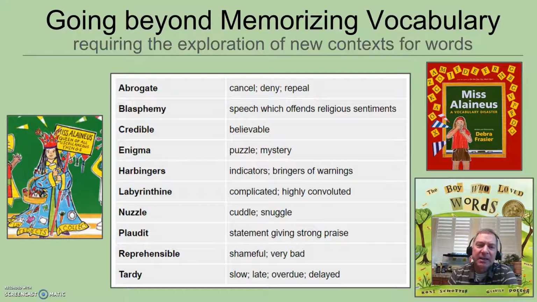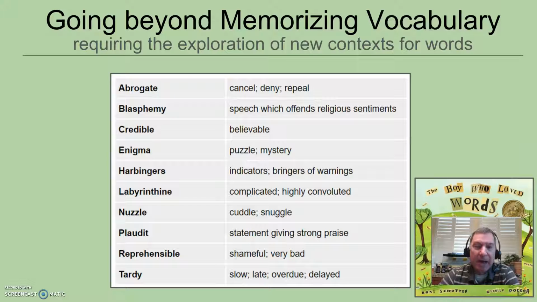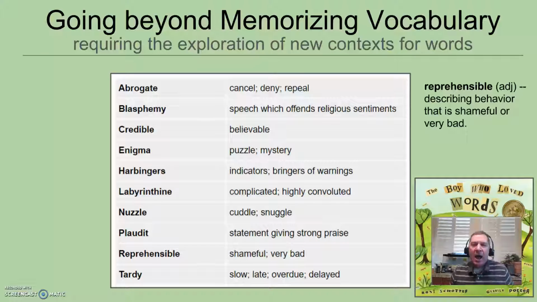And so the idea of personification is yet another of my activities. Think about if there was Claude Plaudit from this list, how would you personify him? If there was Marty Tardy, how would you personify that particular person? That's what the students are challenged with. For this last bit, I want you to think about reprehensible, the word, which is an adjective to describe behavior that is shameful or bad.